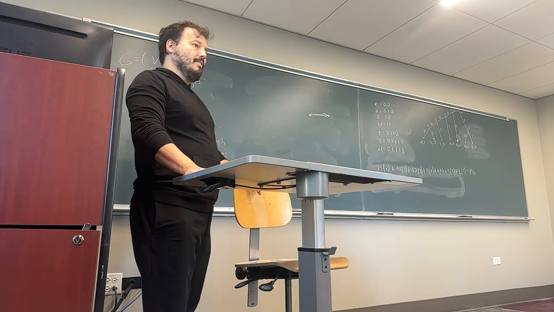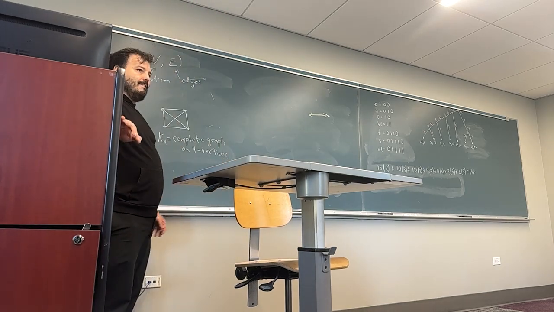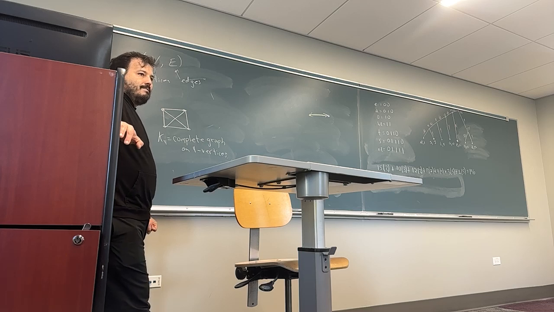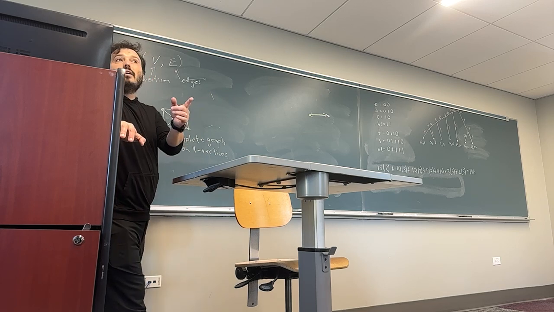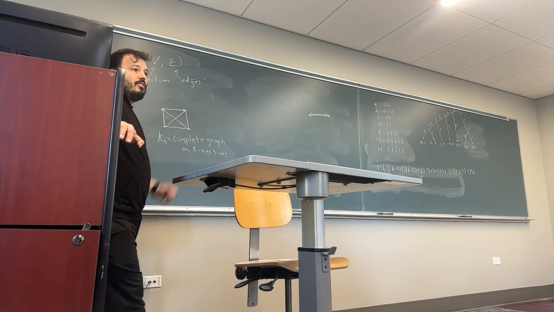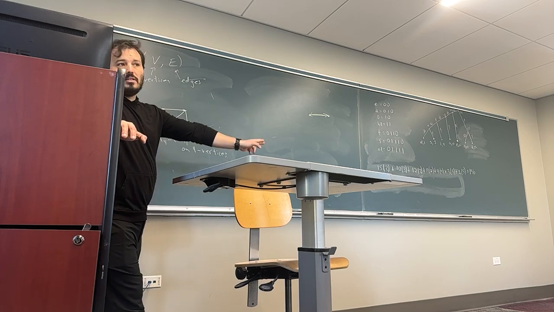So when you say complete graph, is that just the graph where every vertex has edges to all the others? For every pair of vertices you have an edge. Yeah, the way you phrased it's also correct. Every vertex is connected to every other vertex.